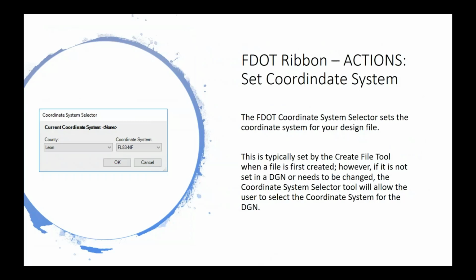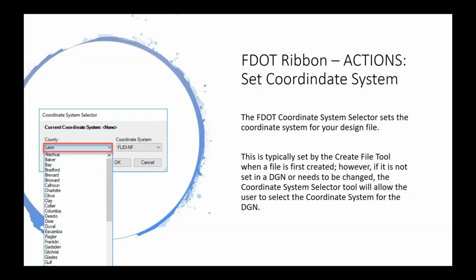The next tool on the FDOT ribbon is the coordinate system selector. This tool performs the same task as selecting the county and coordinate system in the create file tool. For that reason, it's unlikely that you'll need to use this tool. During the updating of the ribbon, we may actually remove this tool from the ribbon. May not, we might, don't know yet. And you can see, much like the create file, there's a little drop down so that you can select your county.